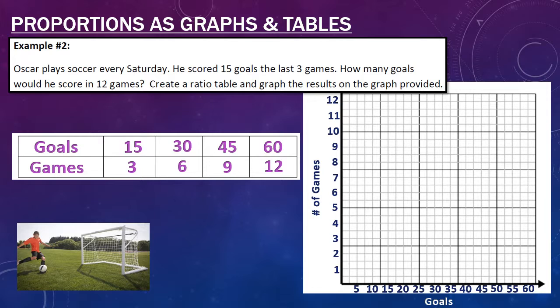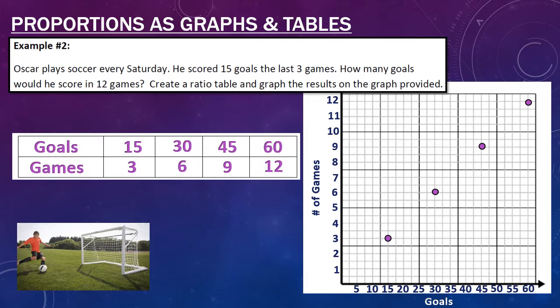Now I need to put my coordinates on. This time I didn't circle them, but just like last time, every column is an ordered pair. So my X is 15, my Y is 3. Go over 15 and up 3, and there's my point. Go over 30 and up 6, and there's my next point. Go over 45, up 9, and there's my next point. Over 60, up 12, and there's my last point.